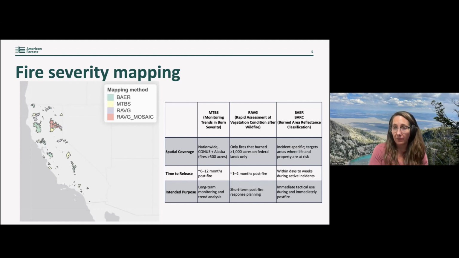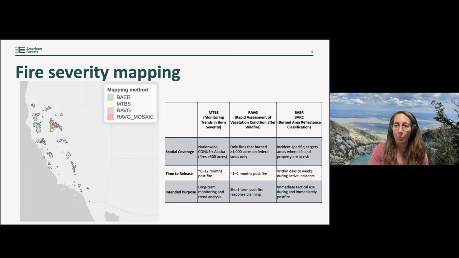The benefit of RAVG is that it tends to be released pretty quickly following wildfire. So we generally think of it as about a month. They tend to target 30 days post-fire containment for having these RAVG maps released. And so we have that constrained timeline, which means that we can potentially try to identify those locations that have burned at high severity a little bit more quickly.